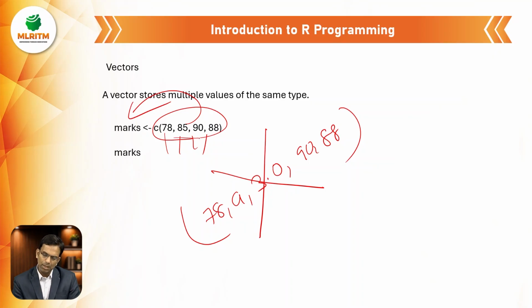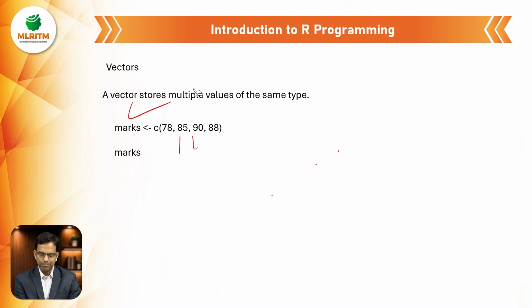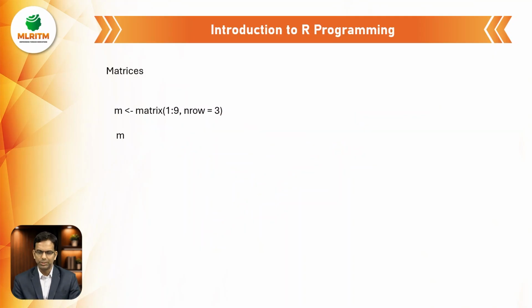Here in the example, some values are there: 78, 85, 90, 88. Those are all called vector values. Here 78 comma a comma 3.0 comma 90 comma 88, this is not at all a vector. So we can identify a vector with the help of the same type of data that we are representing in the parameter. Okay, that is a vector.